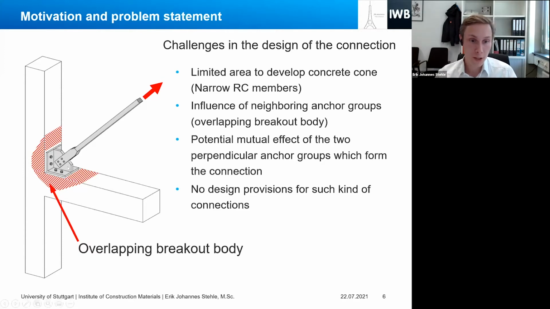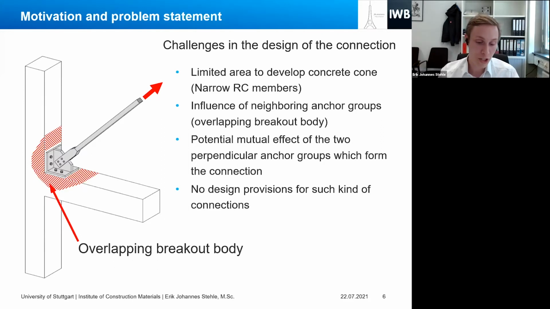When we look at the connection here, we can basically describe it as two anchor groups which are located perpendicular to each other. And these two anchor groups basically share a breakout body. So each of these groups has a breakout body, and basically those are overlapping. In addition, we have a potential mutual effect of these two perpendicular anchor groups, which might be positive or negative, which we actually don't know.